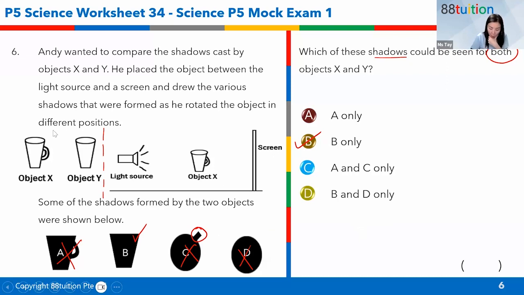Top view one, this will be how object X looks like. This will be how object Y looks like. Yes, correct. You're right, Evan. Okay, so let's go on to the next question.